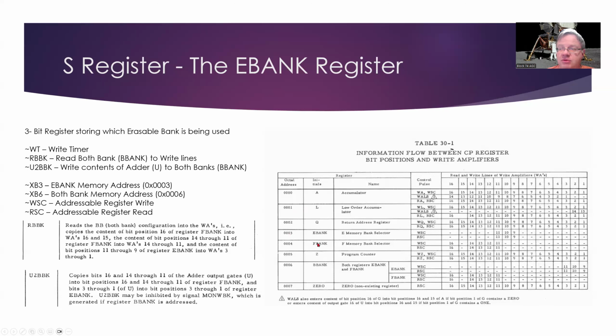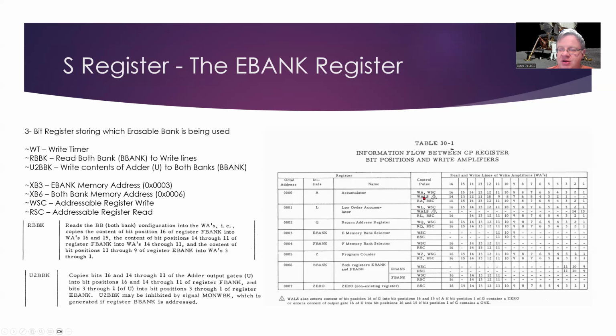4 is the F bank, which we'll talk about in the next episode. 5 is the Z bank, and then we have 6, which is the B bank, and then 7, which is not used, so that doesn't exist. And what's really helpful is this mapping here shows how data is read into and out of those registers depending on what mode is being used.